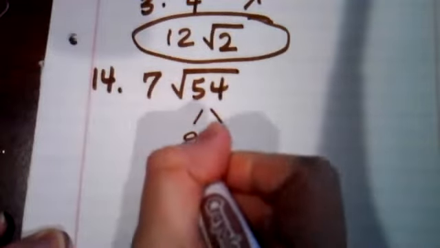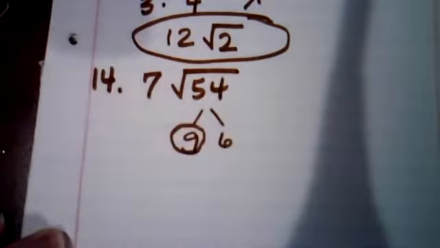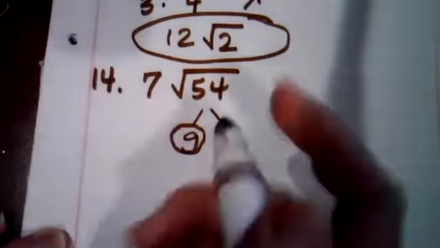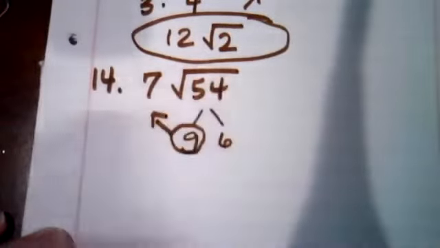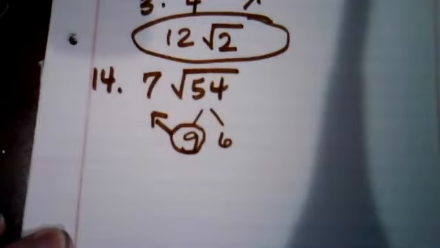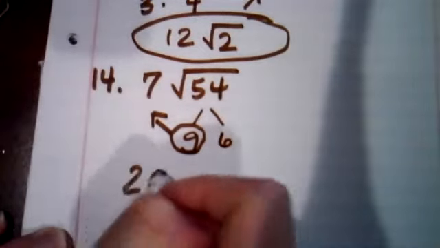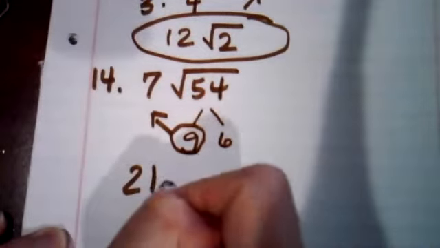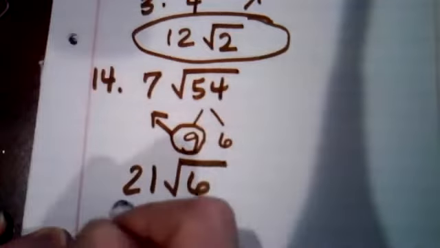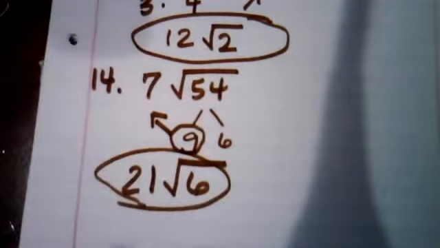So, what is the square root of 9? It's 3. So we're going to pull that out. And when you pull 9 out, you're not actually pulling 9 because it's the square root of 9 that you're pulling out. So 7 times 3, 21, and then times the square root of 6. And that's your final answer on that.